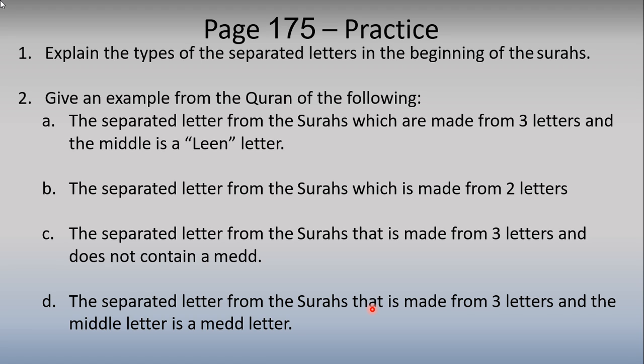And then number 2 is: give an example from the Quran of the following. A. The separated letter from the surah or surahs which are made from 3 letters and the middle letter is a lean letter. B. The separated letter from the surahs which is made from 2 letters. C. The separated letter from the surahs that is made from 3 letters and does not contain a mad. And D. The separated letter from the surahs that is made from 3 letters and the middle letter is a mad letter.